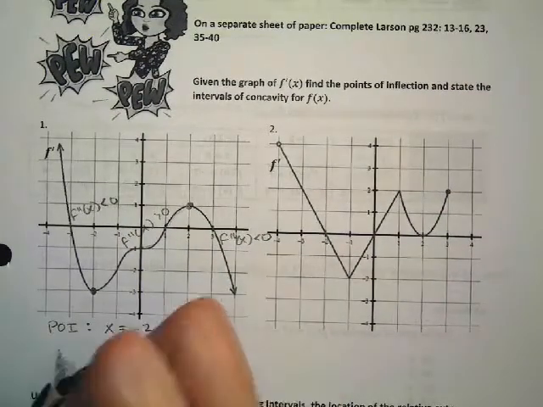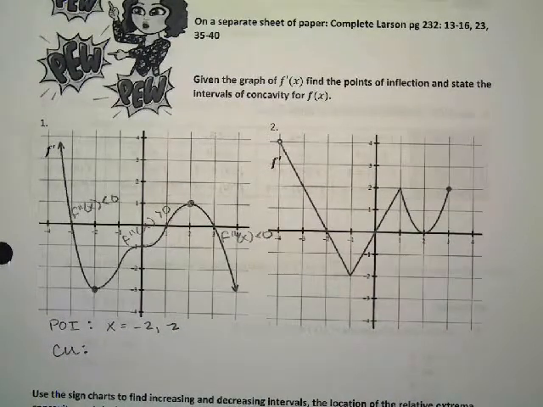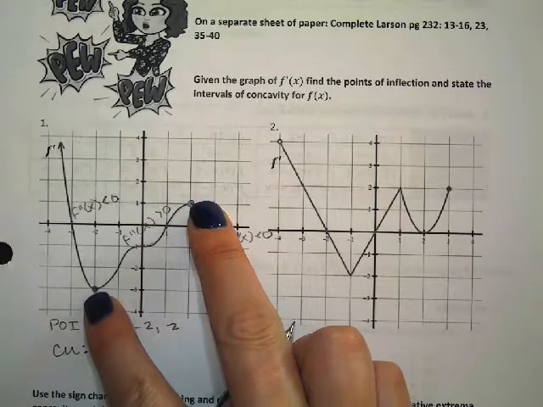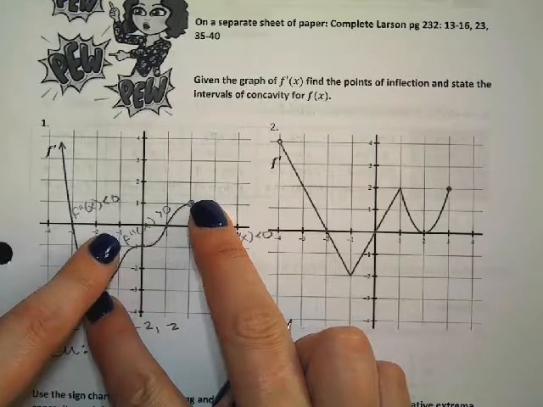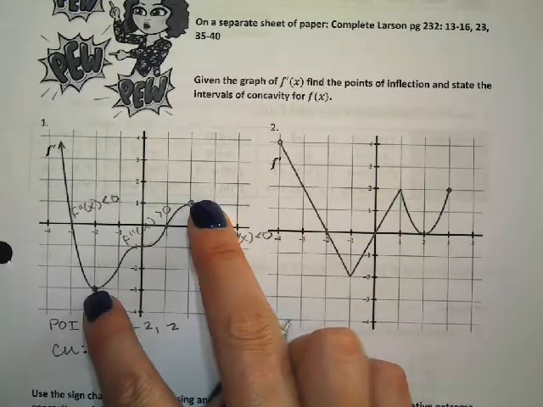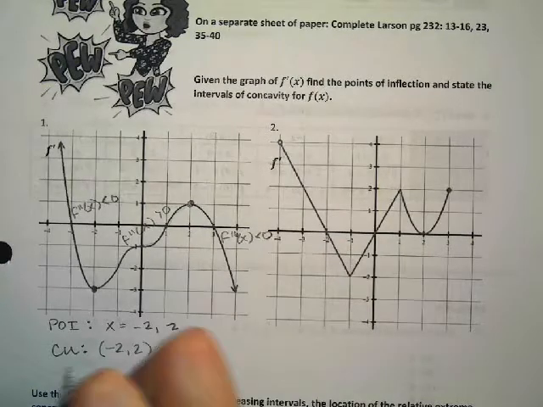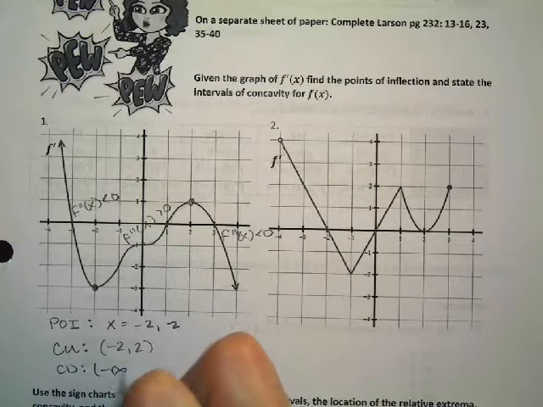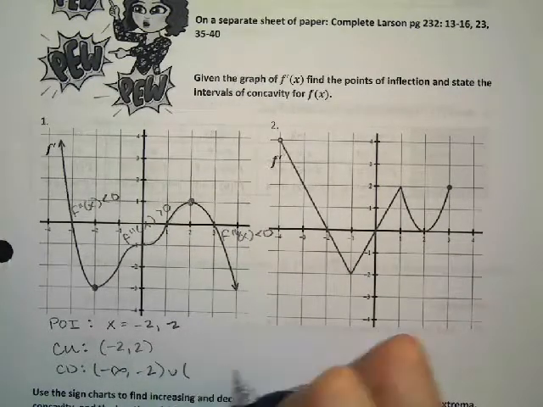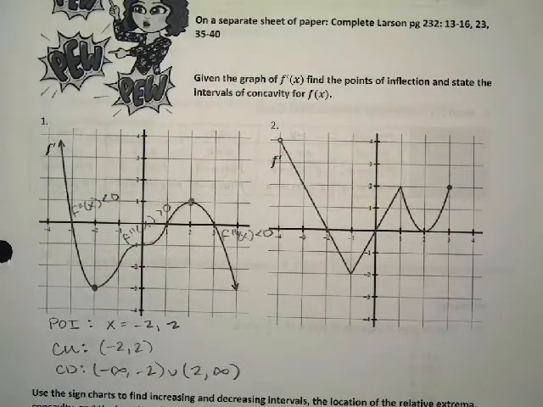And then we're going to say concave up happens from -2 to 2. So where the derivative is increasing, that's where the second derivative is positive. And so that's where the second derivative tells us it's concave up. So concave down would be -2, 2 all the way back.